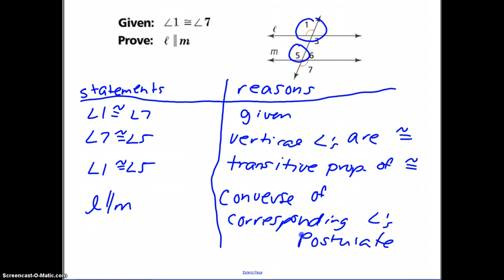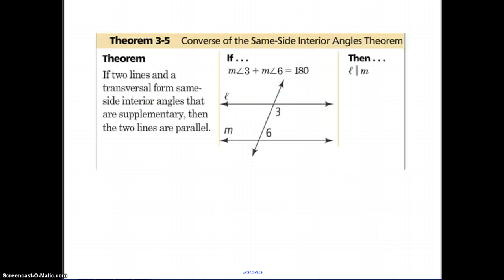So there's a proof that if alternate exterior angles are congruent, then your lines are parallel. Well, we can use this same concept of doing our converses also with our same side interior angles theorem. And now this is the one that's different. Same side interior angles must be supplementary. So if we know that the measure of angle 3 plus the measure of angle 6 equals 180, then we know that our lines are parallel.